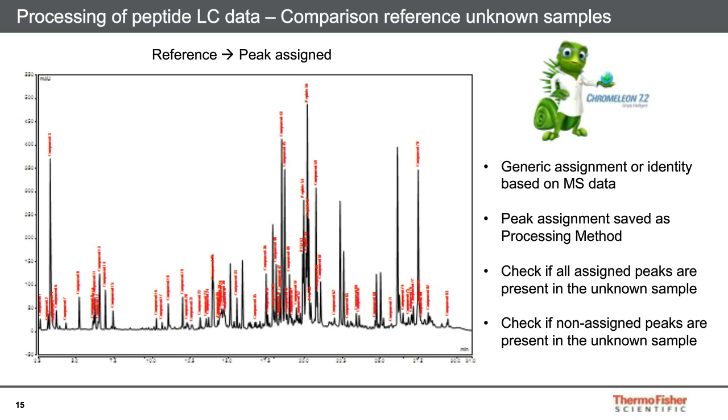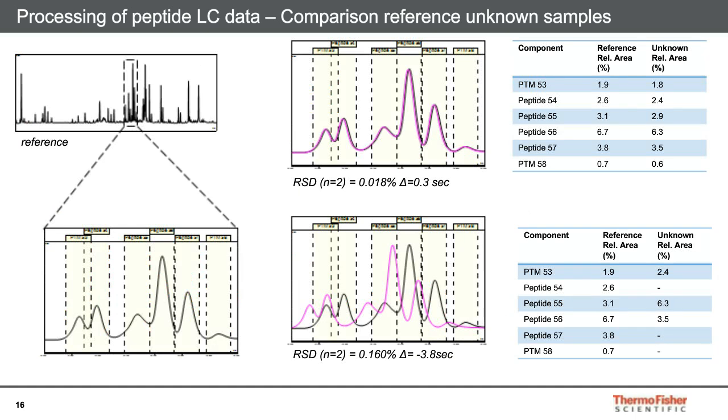Once you have done these two exercises for the reference standard, you save your processing method, both integration and peak assignment, and you will use the same processing method for all the other unknown samples. So you don't have to do it manually. As for the peak assignment process, what Chromeleon does is assign a retention time window, and when you run an unknown sample, if a peak falls within this retention time window, it will get the name of this particular peak.